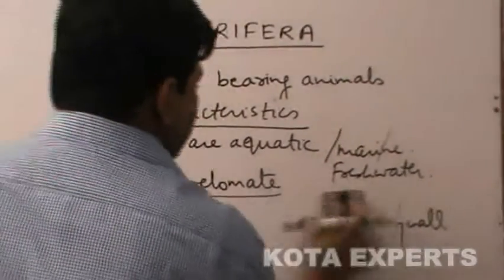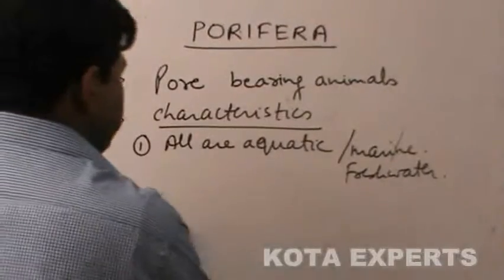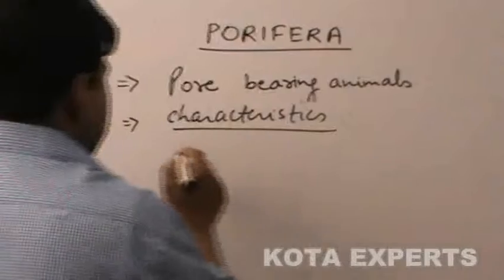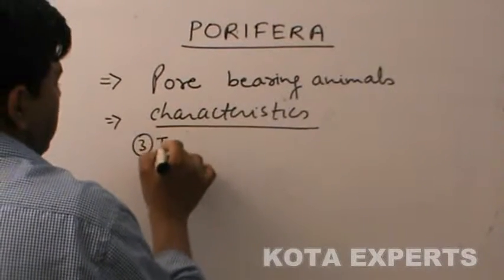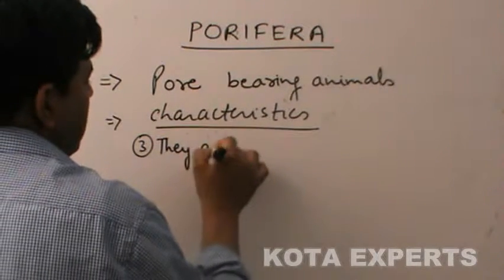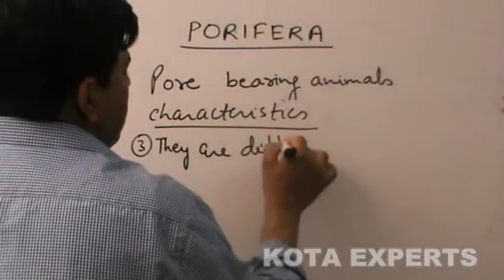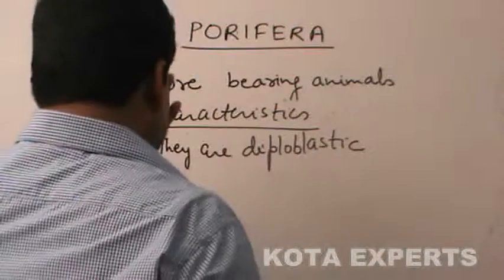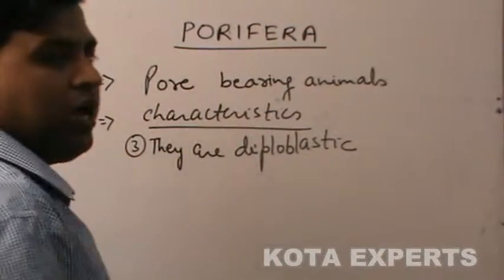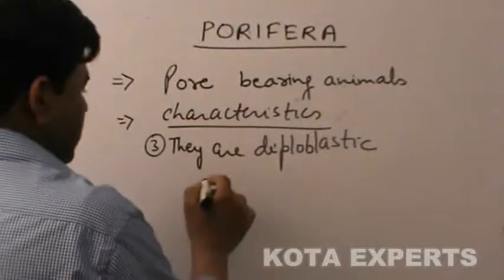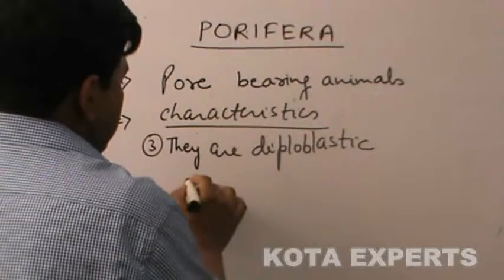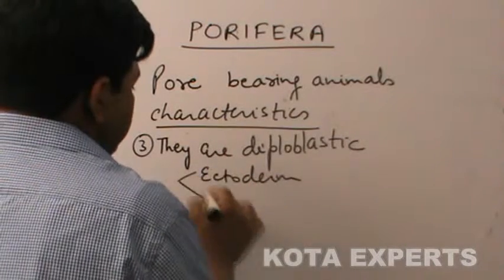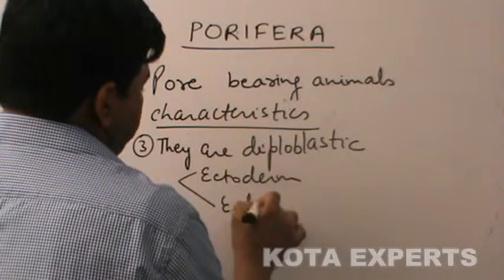Then the next characteristic is they are diploblastic animals. What do you mean by diploblastic animal? These organisms have only two layers, made up of only ectoderm and endoderm.